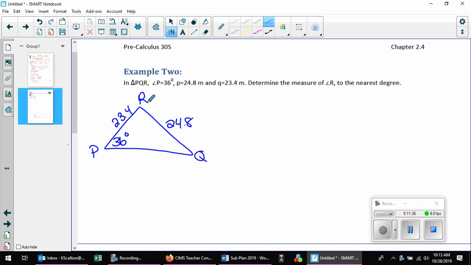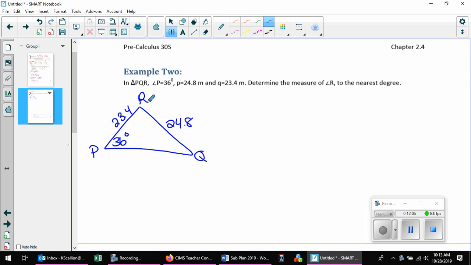Okay, so do you want to know why I labeled my triangle this way? I'll let you in on my little secret. So this was 24.8. You guys agree with me? And its angle measurement was 36, so I know it's an acute angle. This side, 23.4, is slightly smaller than 24.8. So I know that angle Q is going to be a smaller angle than 36. So that's why I dropped it down here into the acute one.